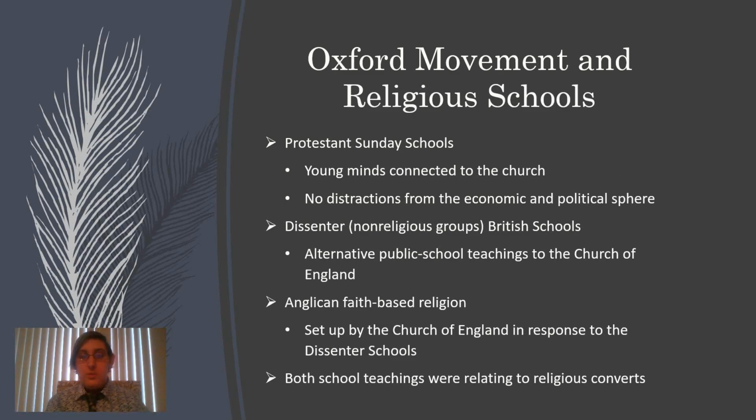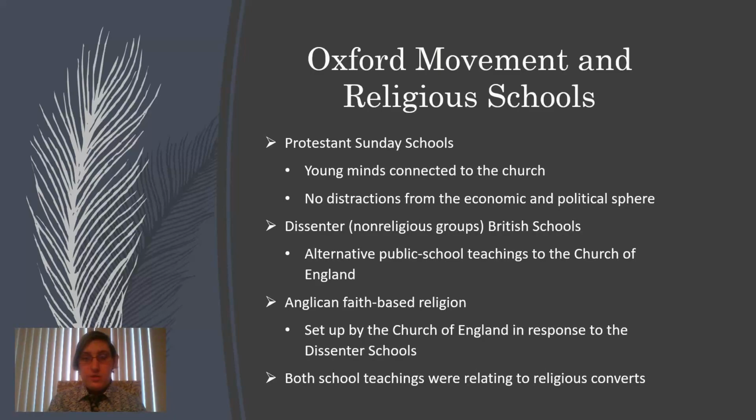Going back to the churches, in light of this new science that was occurring, along with other things, the Church of England created Protestant Sunday schools, to keep young minds connected to the church and not distracted from the economic and political events that were going on. There were also dissenter groups, which were the non-religious groups. They created public British schools, an alternative to the Church of England and their Protestant Sunday schools. This also started the notion of public education in England.